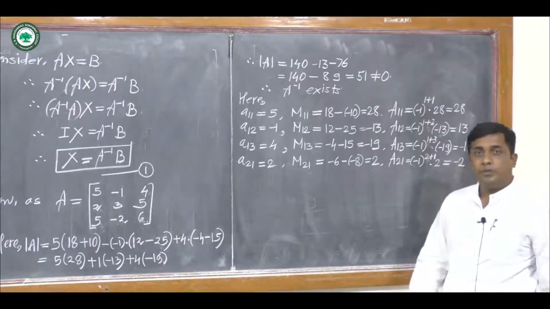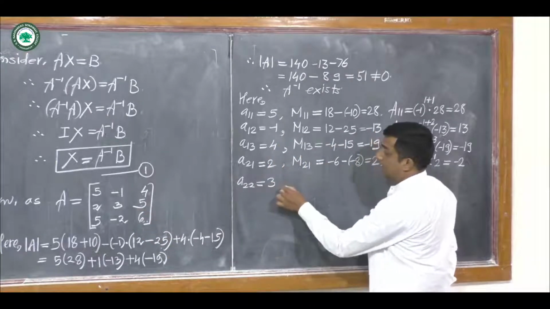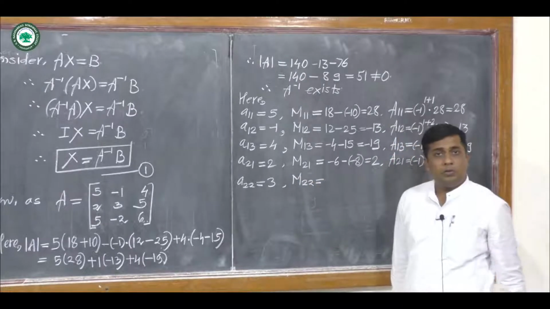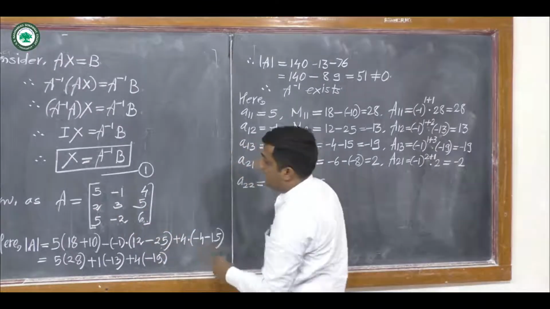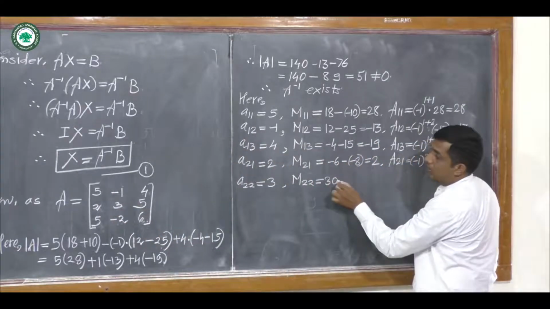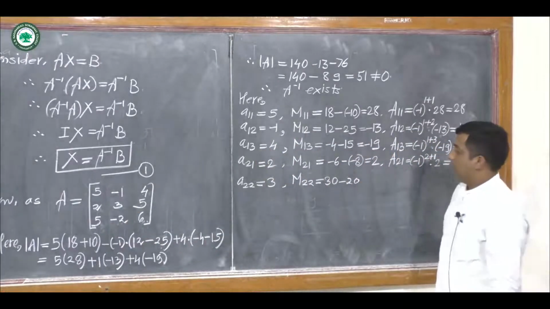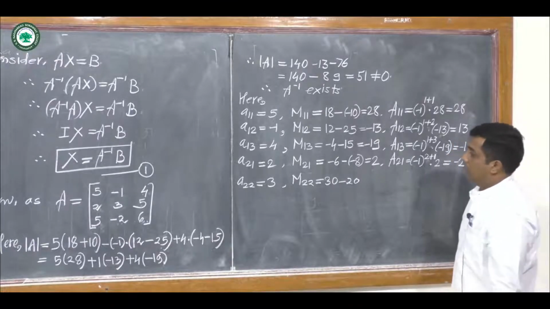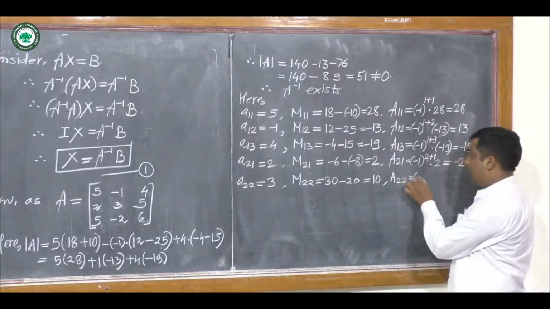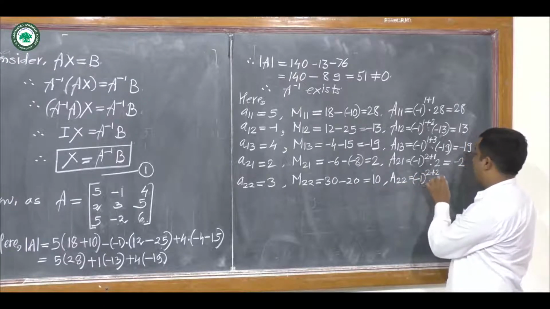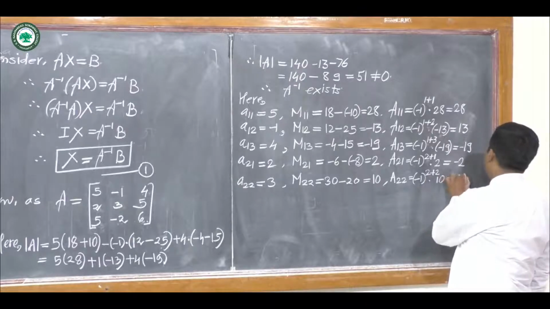Next, A22 is 3. Its minor M22: this A22 is in the second row and second column, so we consider the remaining elements for the calculation. Here 5 into 6 is 30 with minus sign, 5 into 4 is 20, so we get only 10. Next, A22 is minus 1 raised to 2 plus 2 into the minor 10. Minus 1 raised to 4 is 1, and 1 into 10 is 10.